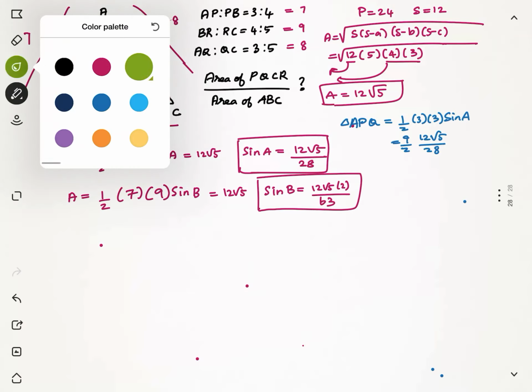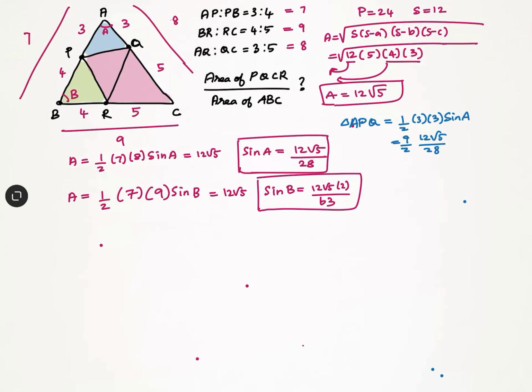Why do I need sine B? So that I can find the area of the green color triangle. What is the area of green color triangle PBR? It is given by half into one side into another side into sine of angle between these two sides, which is 16 by 2 into, what is sine B? Sine B I can take from the derivation as 12 root 5 into 2 divided by 63.